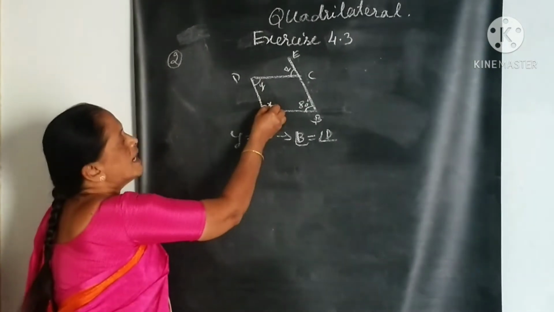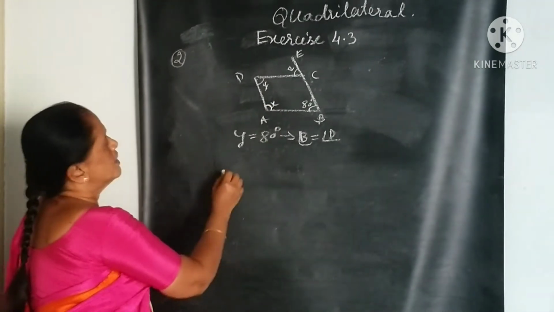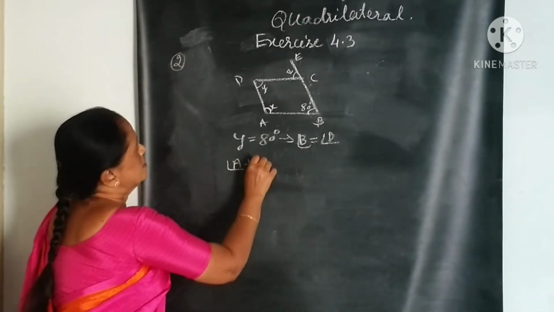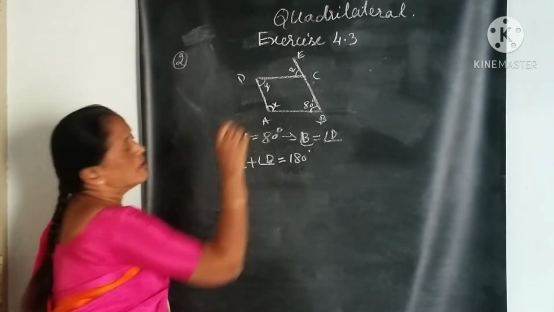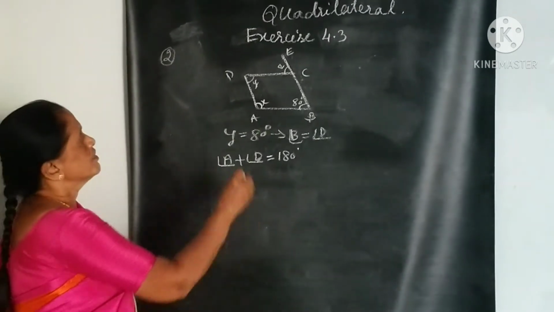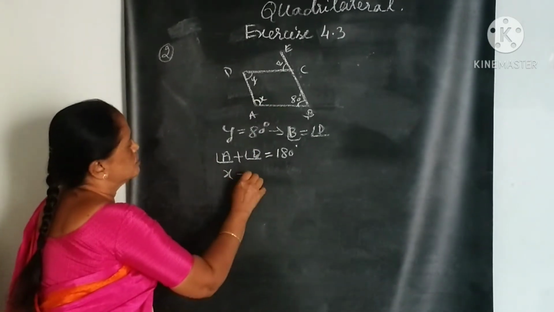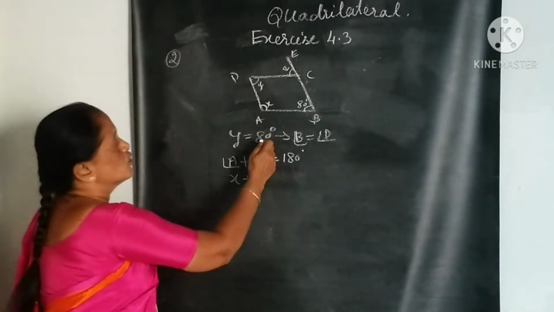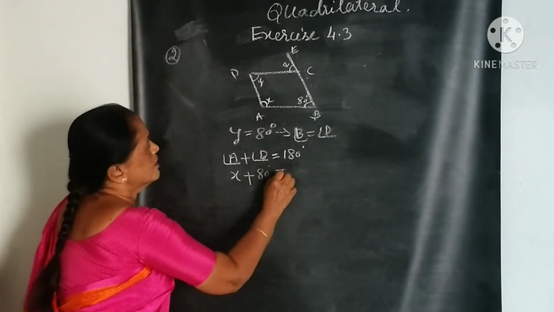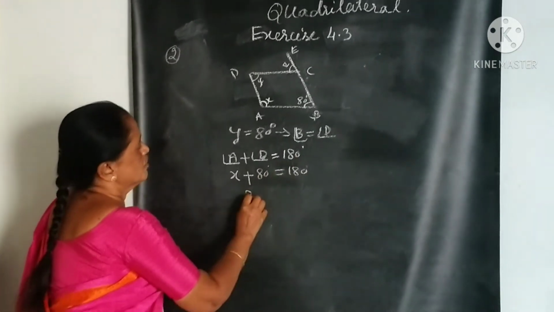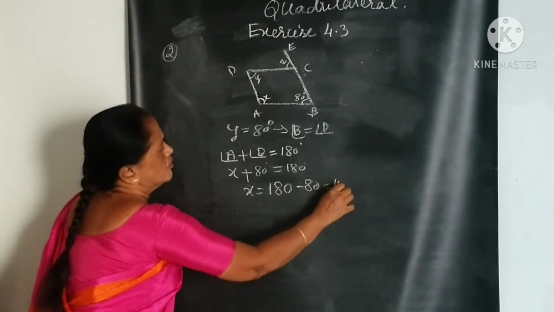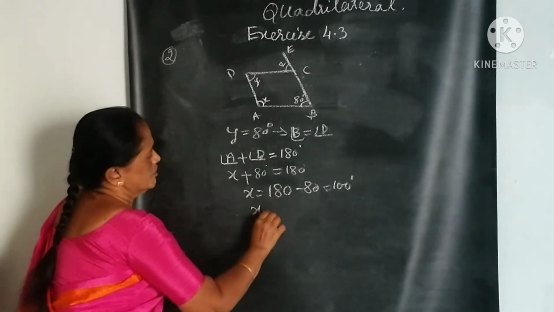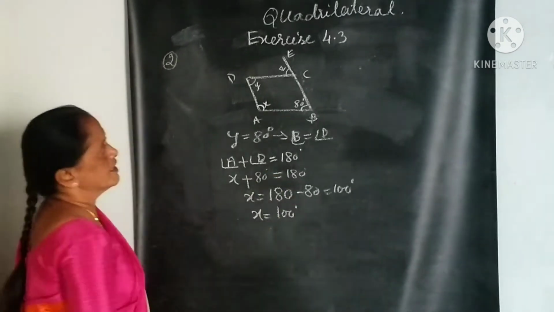Then what is the angle X? We already know that angle A plus angle D, these two are adjacent angles. The sum of these two is equal to 180 degrees. Then what is A? X. Substitute here. What is D? We already know that, that is 80 degrees. That is equal to 180. So X is equal to 180 minus 80. That is equal to 100 degrees. X is how much? 100 degrees.